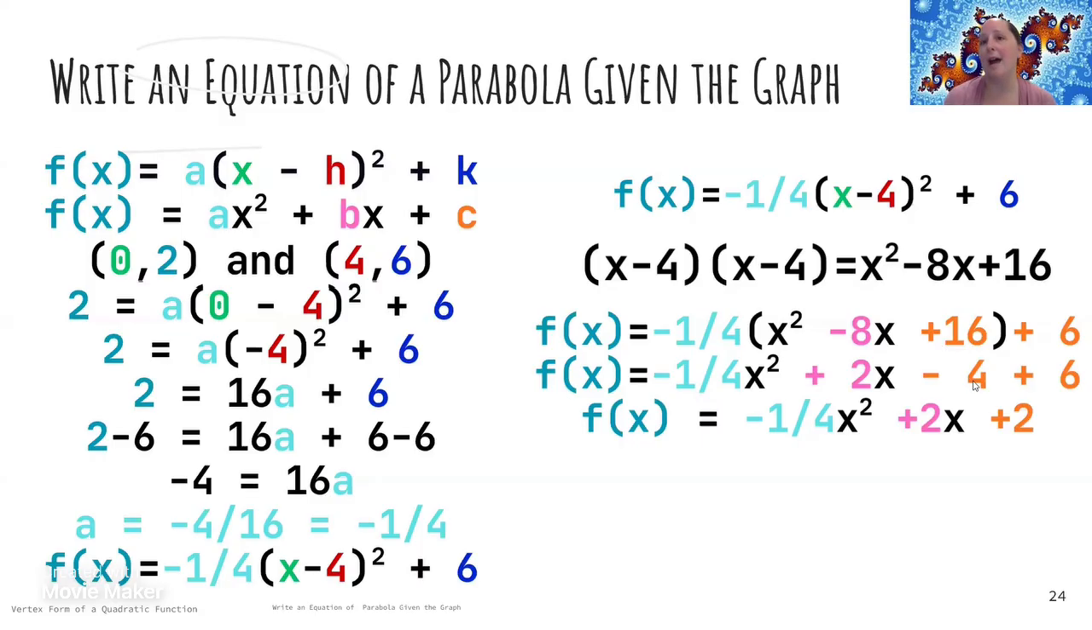Now I've got that. I can combine my like terms. So -4 plus 6 gives me a +2. So in standard form, y equals ax squared plus bx plus c, I get f of x equals negative 1/4 x squared plus 2x plus 2.